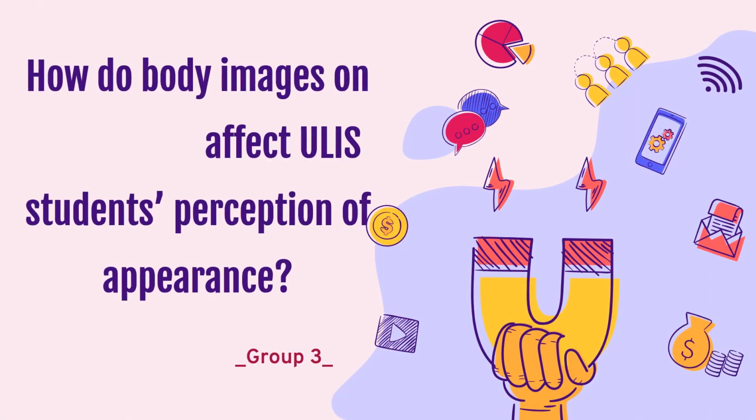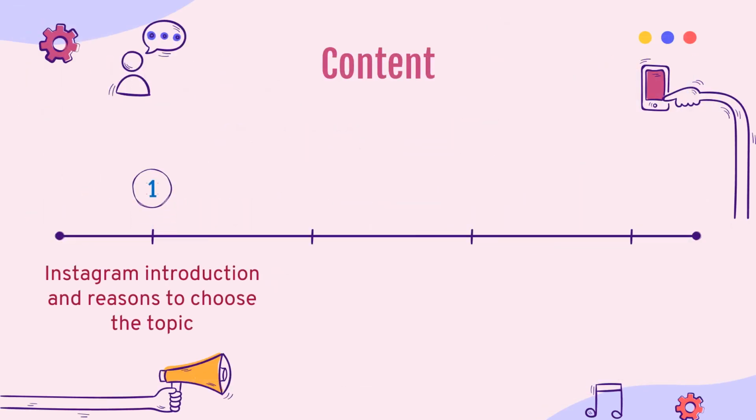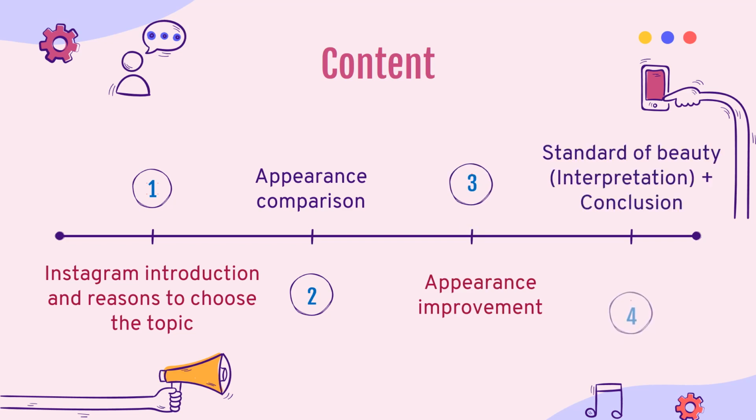This video is our group project presentation to answer the question, how does body image on Instagram affect ULIS students' perception of appearance? The presentation is divided into 4 parts. The first one is introduction and reason to the topic. The second is appearance comparison. Next one is appearance improvement, and the final is standard of beauty and conclusion.